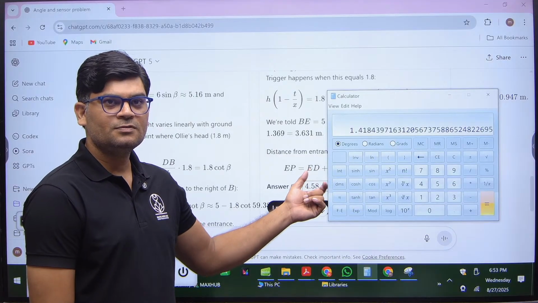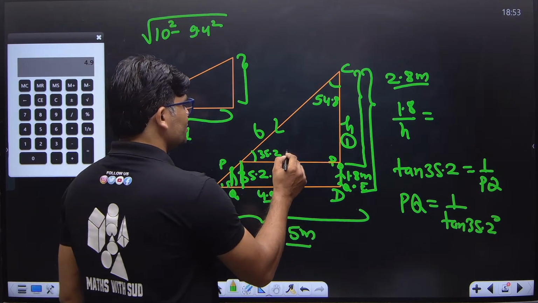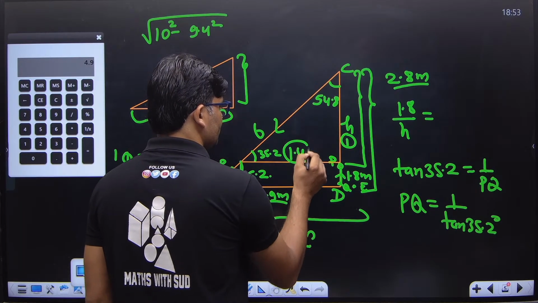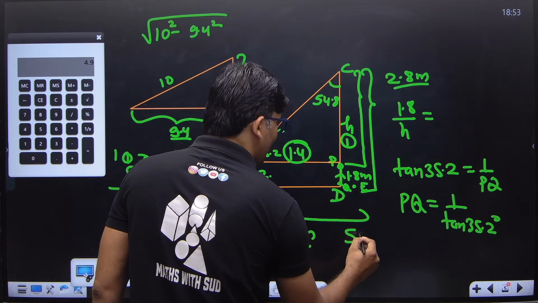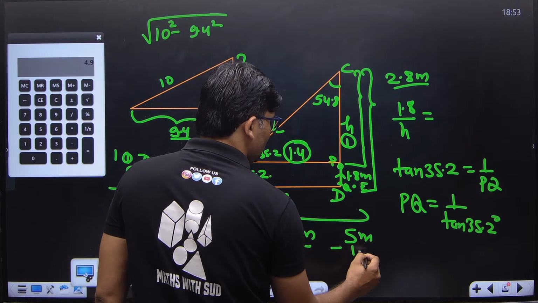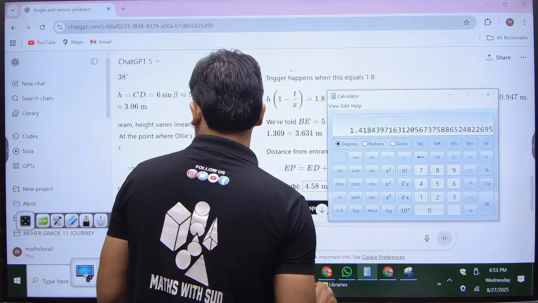How much is this? 1.41 meter. And 1.41 meter is this particular distance. So if the total distance is, we can say approximately 5 meter, 5 minus 1.4 is, the question itself, 1.4 meter is the answer only. We can see.